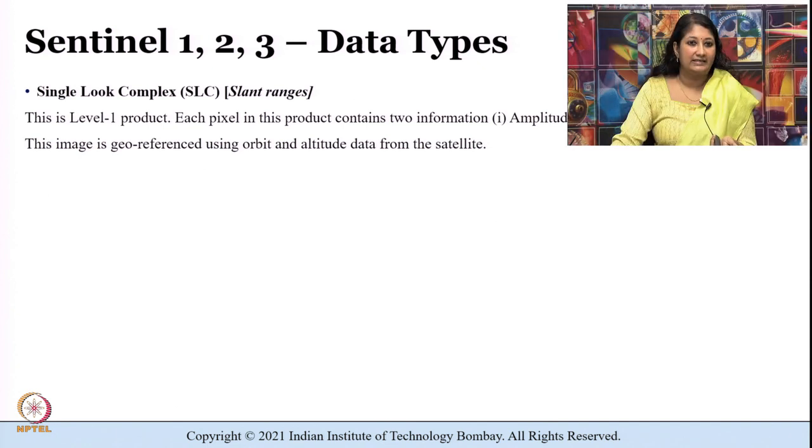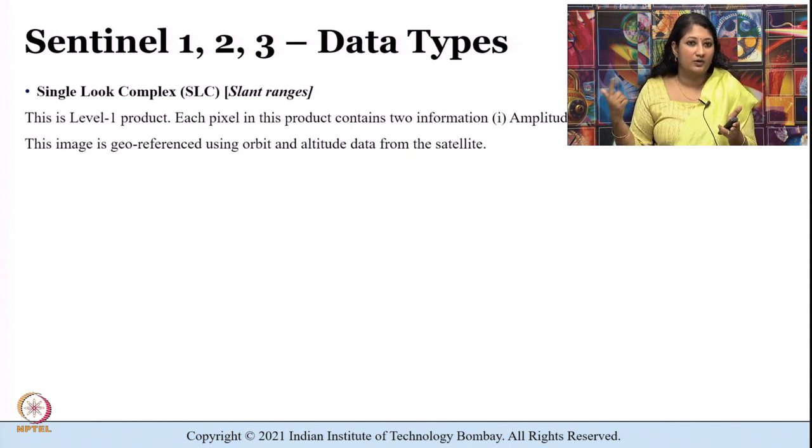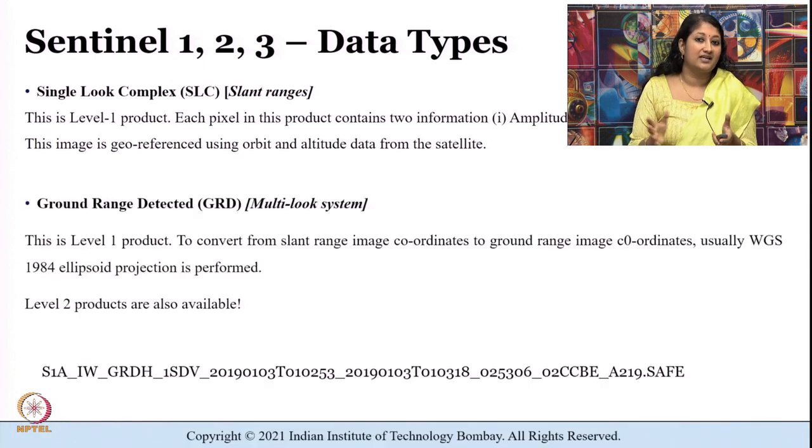As you see on your screen, SLC refers to single look complex, wherein each pixel shall contain two pieces of information, one is amplitude and one is phase. And as a level 1 product, we also have GRD, that stands for ground range detected. Now, this is a multi-look system. What is multi-looking? We have already covered that in tutorial 2. So, this GRD is a multi-look system wherein each coordinate is oriented along the ground range and flight direction. SLC and GRD are level 1 products. We also have level 2 ocean products, abbreviated as OCN, okay.